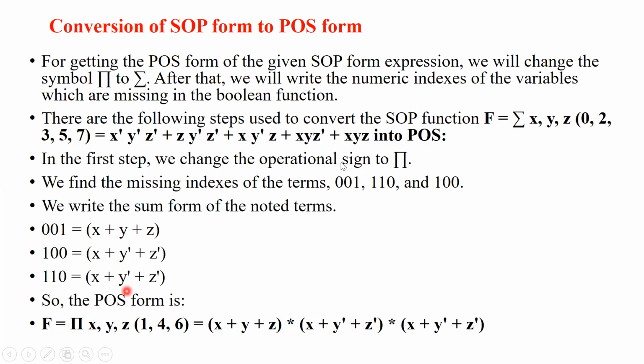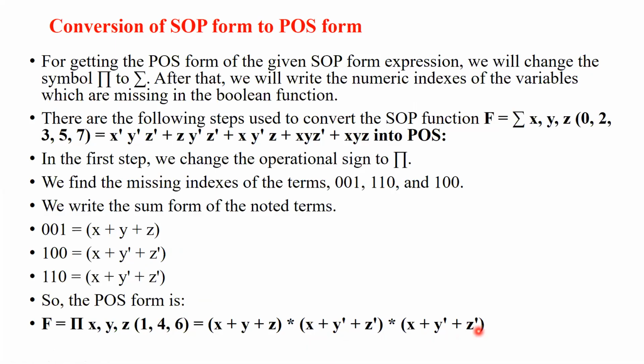Yes, so this is your summation changed to pi. Then I have the missing terms. From the missing term, I write 1 here. So 1 is 0, 0, 1. So I have x dash, y dash, z. Then 4, I have 1, 0, 0. So I can write x. 4, I know, is 1, 0, 0. Wherever there is 1, it is the same. Wherever there is 0, it is complement. Then I have 6, that is 1, 1, 0. So it is x plus y plus z dash.